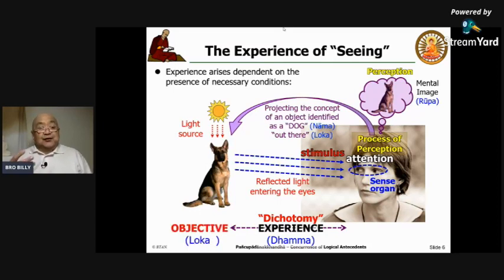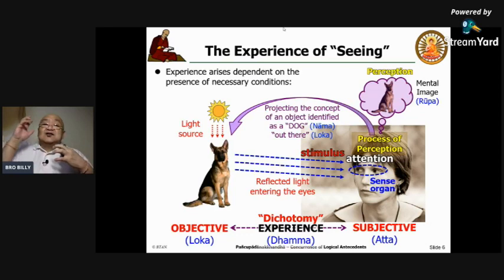What are the two parts? First, it identifies that there is an object out there. So that is called the objective experience. This experience is happening in the mind, but the mind is thinking that there is an object out there. And that's why it's projecting the concept of an object identified as a dog out there. At the same time, if there is an object out there in the mind, then there must be something in here. And that is what this dichotomy of experience has done. It breaks the experience into two parts. One part is this object out there, that is the objective experience. And the other part is there is this self in here.